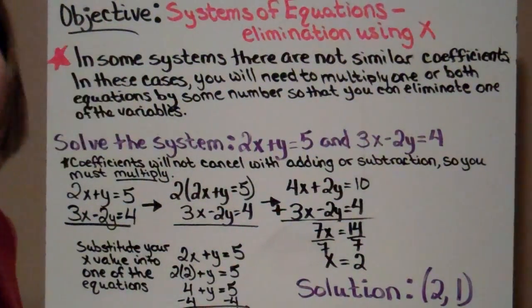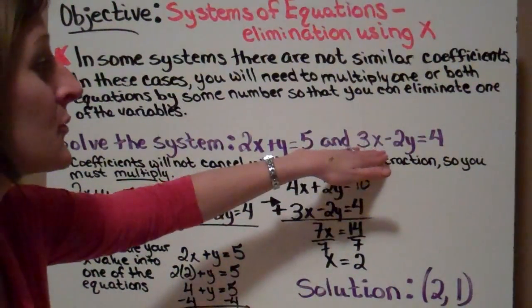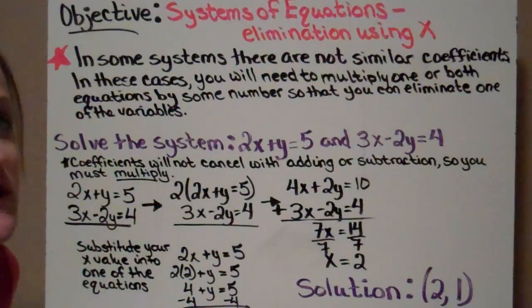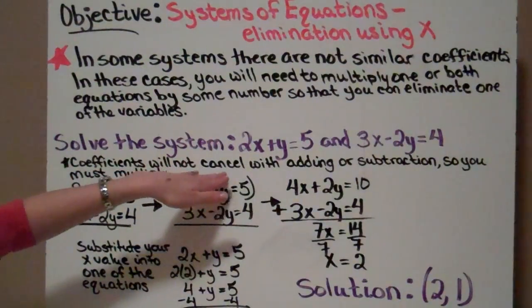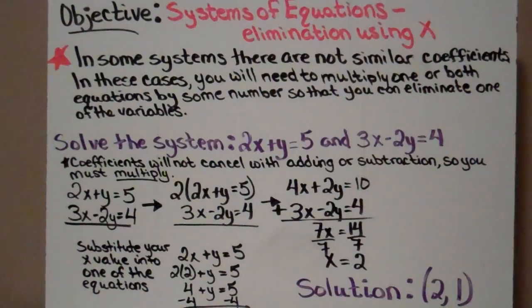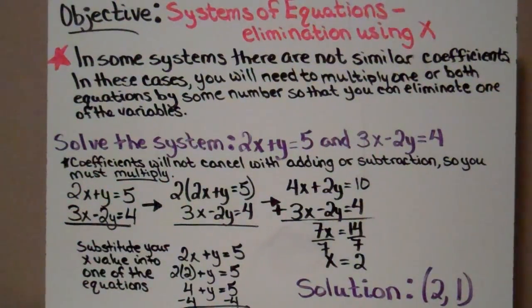So let's look at our first example. We have 2x plus y equals 5 and 3x minus 2y equals 4. Notice none of the coefficients and variables line up. They're not the same, so they will not cancel with adding or subtraction, so we must multiply. What you want to find is basically a common factor, almost like finding a common denominator. So what I need to do is somehow find out how can I eliminate one of these variables.